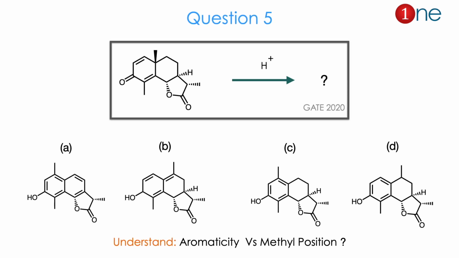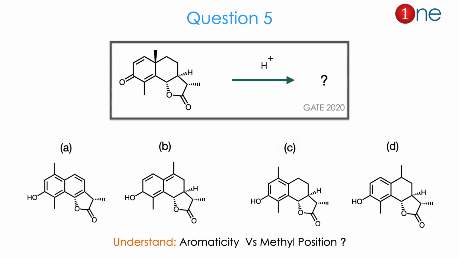Then question number 5. The starting material is a fused ring system with two 6-member rings and a 5-member ring. The 5-member ring has a lactone, with a methyl above the plane and an oxygen above the plane. The first 6-member ring, the A ring, has a conjugated ketone, which is a dienone, and you have one methyl above and one methyl on the plane. You are using simply H+, which is acid. They ask you to find the product.